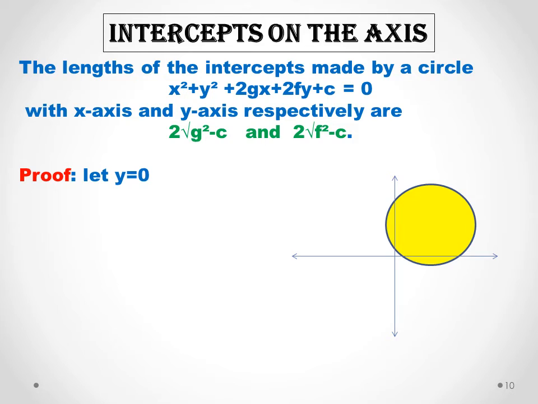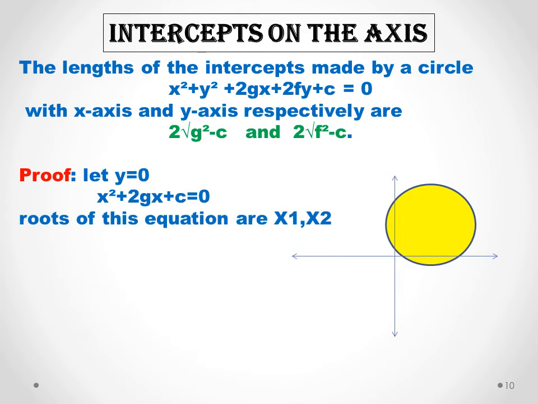Now how do you get this? If you have to find the length of the intercept on, suppose, the x-axis, obviously the points are on the x-axis, that means your y will be 0. So if you put y is equal to 0 in the above equation of the circle, you will get x square plus 2gx plus c is equal to 0. And then you solve this equation, you have to find the roots of the equation. Either you use the quadratic formula or you can use the other roots formula, that is x1 plus x2.